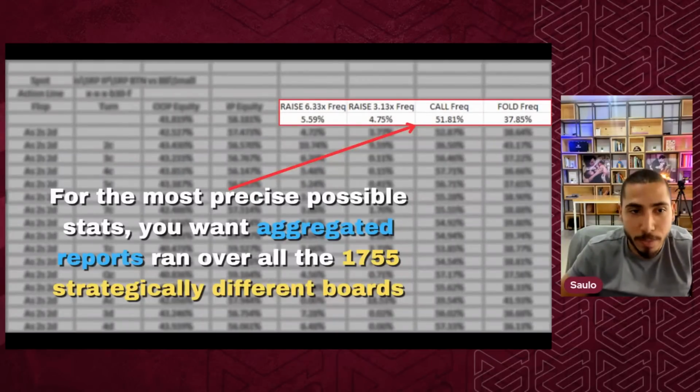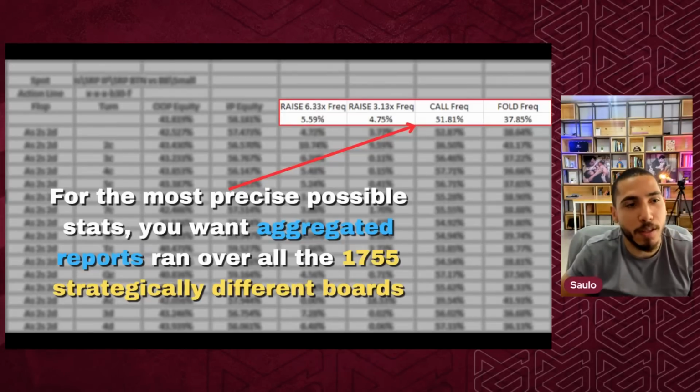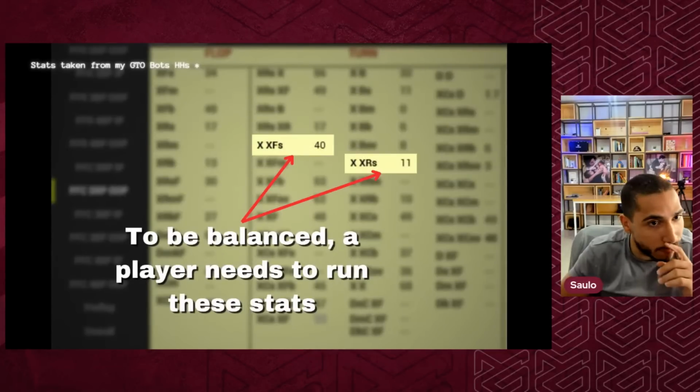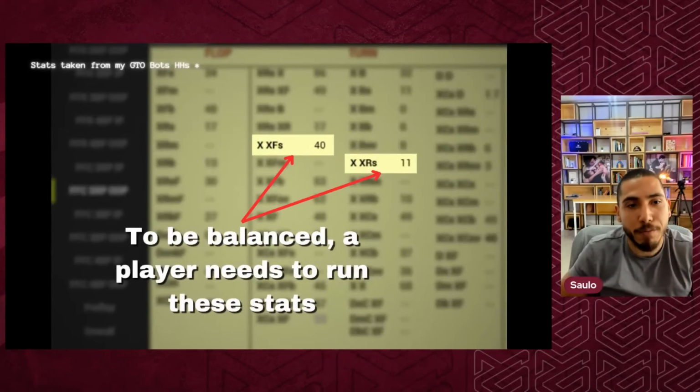Now, the way to actually be extremely precise with this is by using aggregated reports. And you need to run it if you want maximum precision. Those are for the nerds that need maximum precision, that want the exact numbers. You need to run aggregated reports on all of the 1,755 strategically different boards. Because when you run bots against bots, no matter how big the sample you have, there's still variance in it, right? So here I have a sample of 100,000 hands.